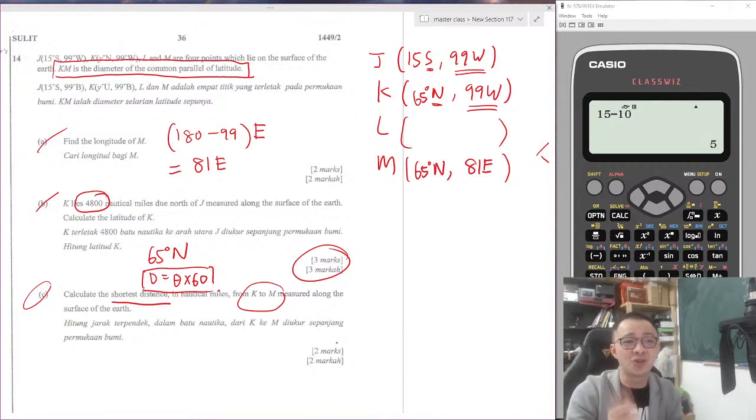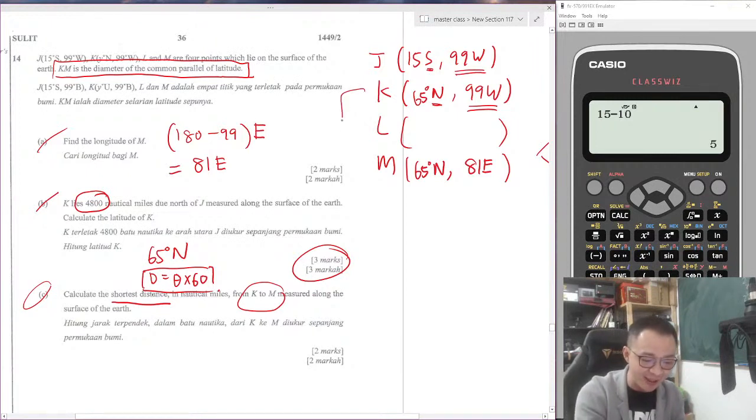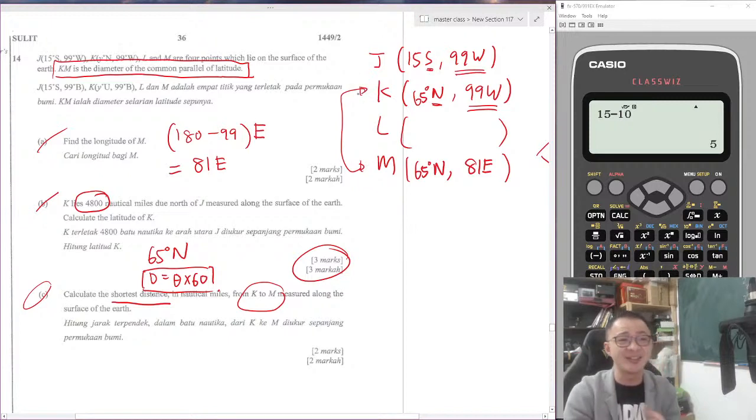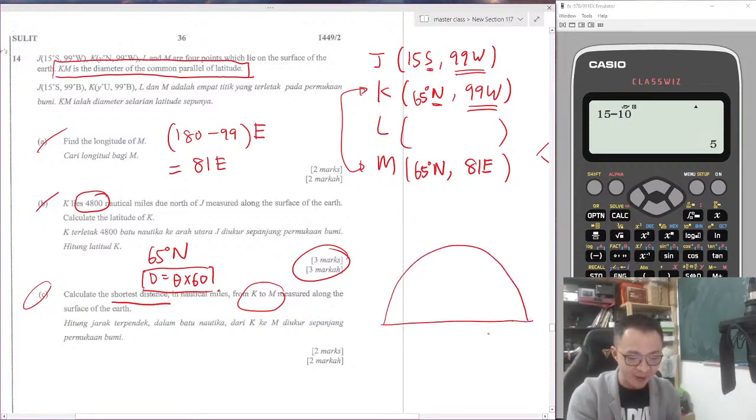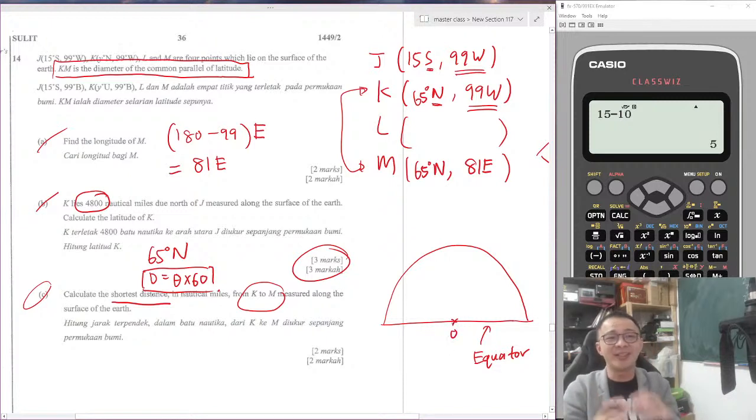You need to draw half of the circle in 2 dimensions. This is normally what I will do. Okay, K and M, I see their latitudes are both 65 N. Then I will draw the half circle. This line is the equator, the middle of the Earth, and O is the center of the Earth. This is 2 dimensions, which will be slightly different from the 3 dimensions, but it's fine.